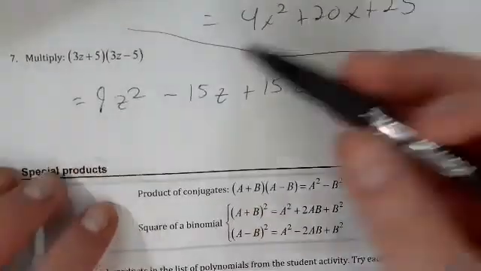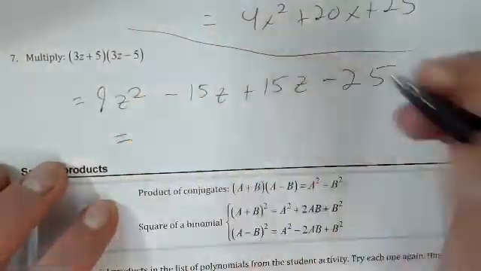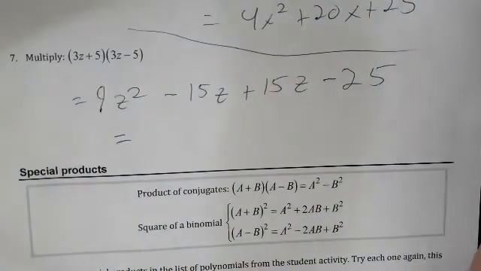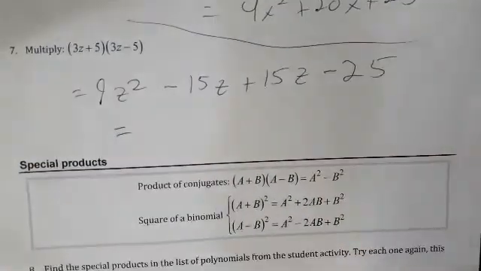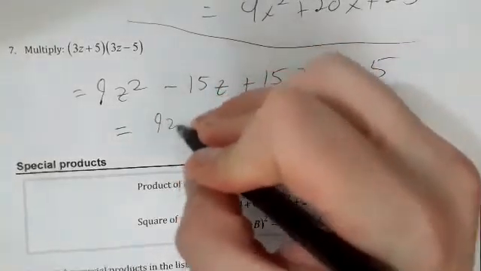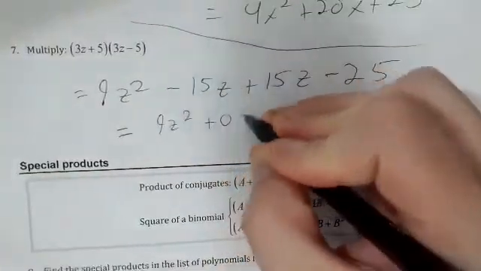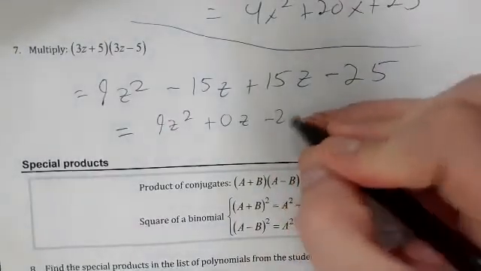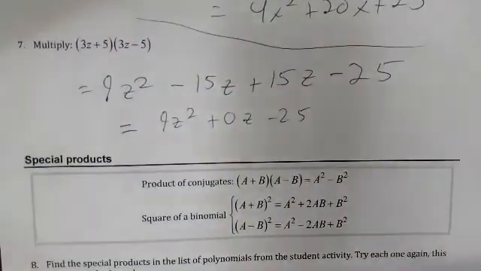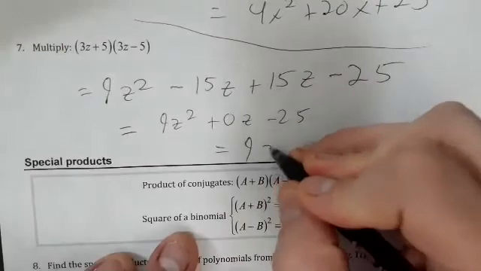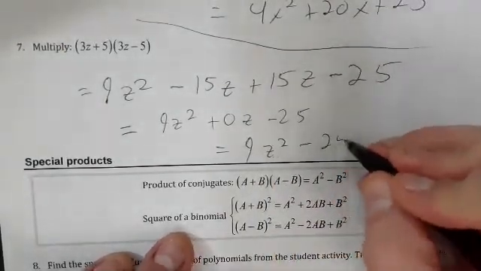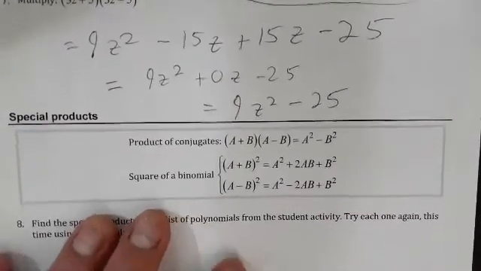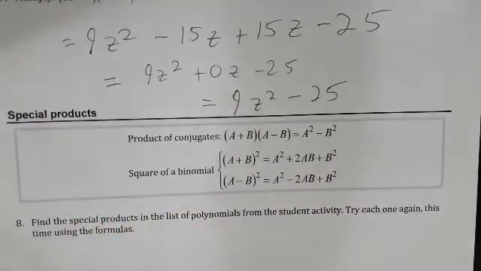9z squared. Okay, so I'm looking here. I see 9z squared. I see minus 15z. I see plus 15z. So I guess I'm going to write it. That gives you plus 0 z's in the middle. But really, I don't have to write it, right? So you're probably not going to write it most of the time. This is no more z's. It just looks like 9z squared minus 25.